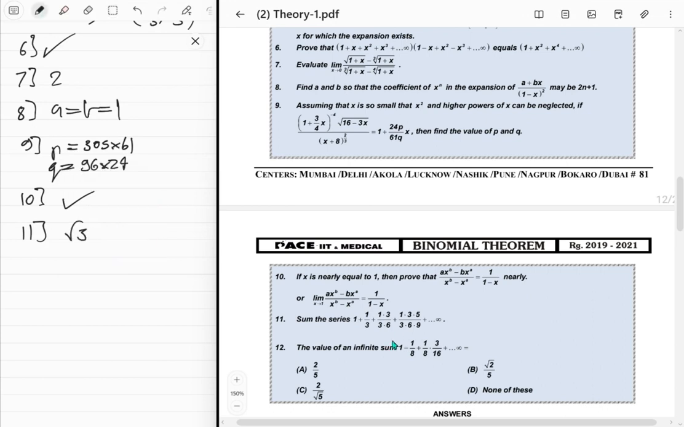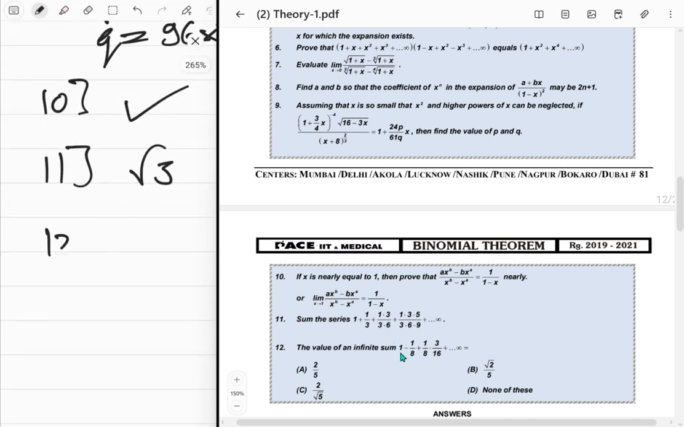Okay, this does not prove that square root 3 is rational. Okay, question 12. The value of an infinite sum: 1 minus 1 upon 8 plus 1 upon 8 times... Okay, come on. What's this, 3 upon 16? It just gave me 3 terms and you expect me to find out what this is?